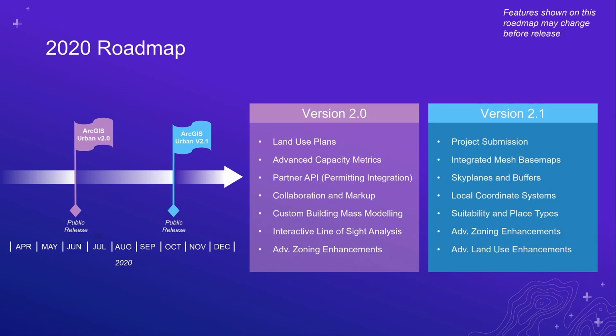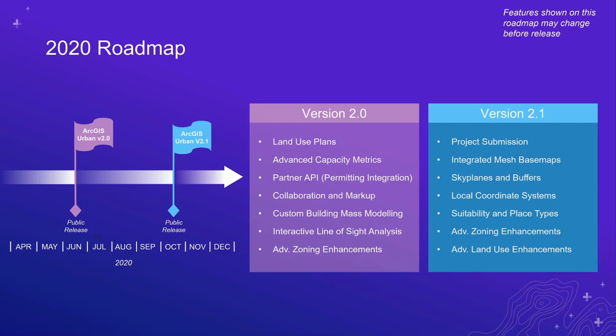We're going to be doing some non-parcel boundary-based sky planes and some buffers. These are basically Booleans that are going to impact the procedural generation within a parcel. We'll add support for local coordinate systems. We're going to do some work on adding in our suitability analysis tool that also does allocation of place types, which are specific mixes of building types, more advanced zoning enhancements, adding in different additional shapes, F, T, and E buildings, and then some advanced land use zoning enhancements as well with additional capacity metrics.